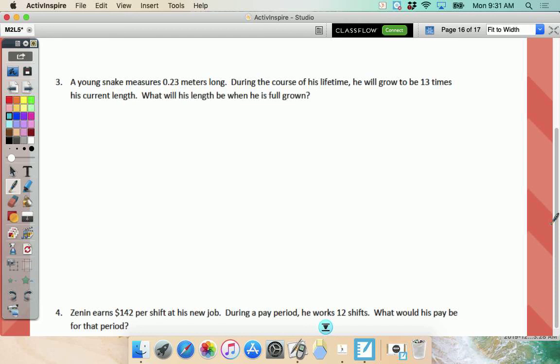A young snake measures 23 meters long. During the course of its lifetime, he will grow to be 13 times his current length. What will his length be when he is full grown? So what do you think we're going to do here? Multiply. When I multiply, I think I'm going to put 23 on top, and I'm taking it times 13. So go ahead and write that.